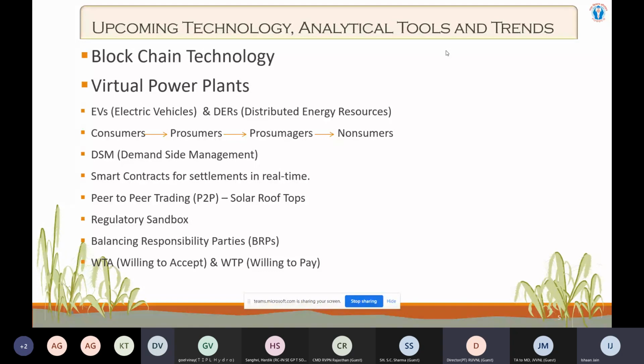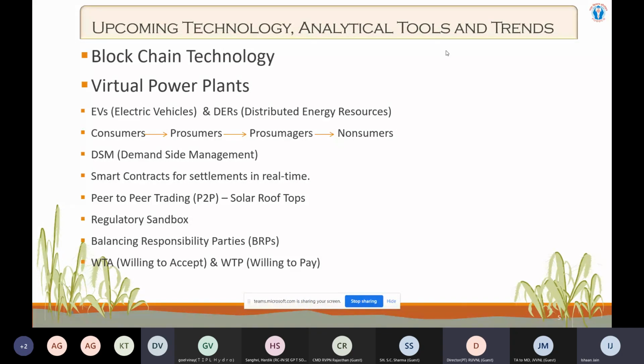Secondly, there are four types of consumers. Consumers, as we all know, are the electrical consumers utilizing electricity. Prosumers can be classified as producers plus consumers. That means the person who has a solar rooftop in his house or premises is called a producer plus consumer, so now they will be called prosumers. The third category is those who also have storage. They have battery storage. They are consumers, and they are producers also.